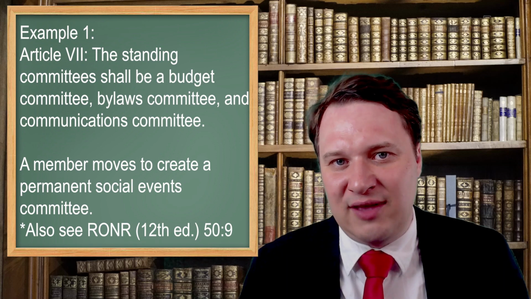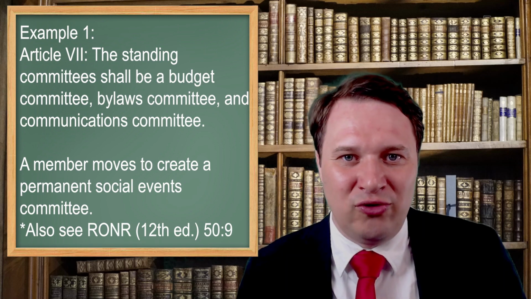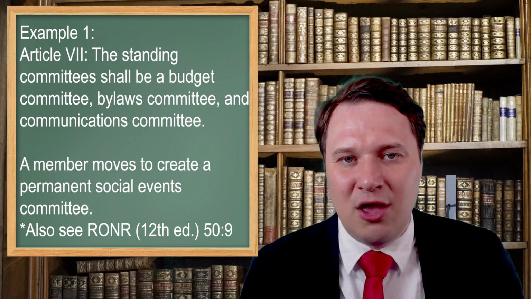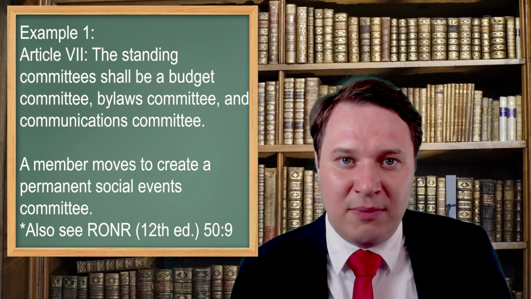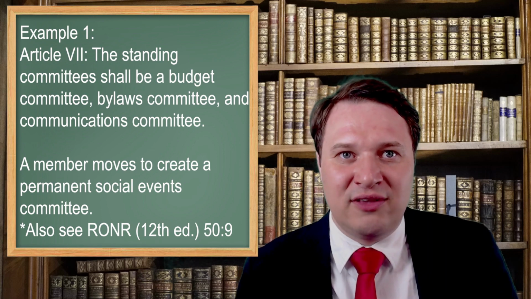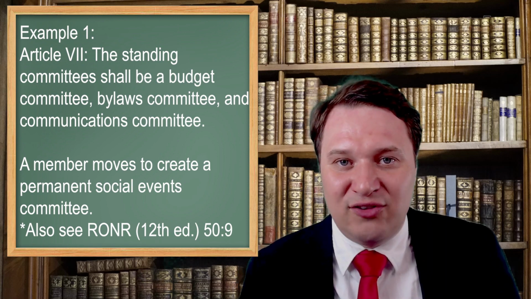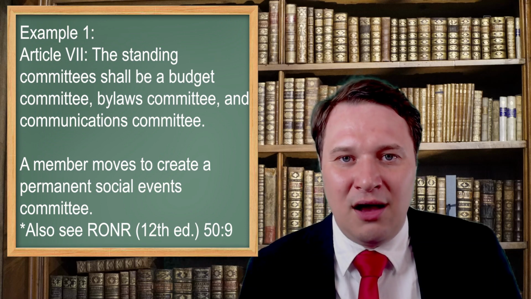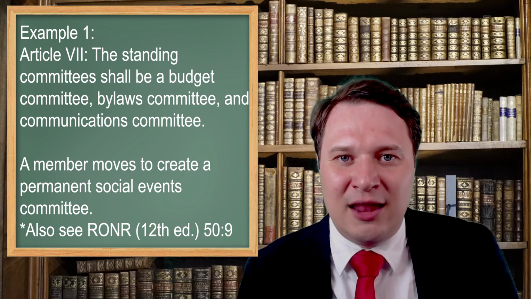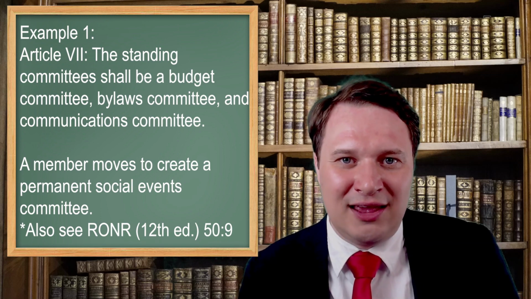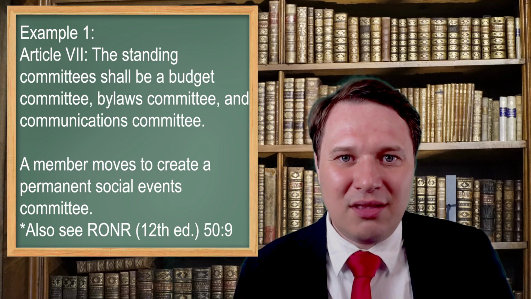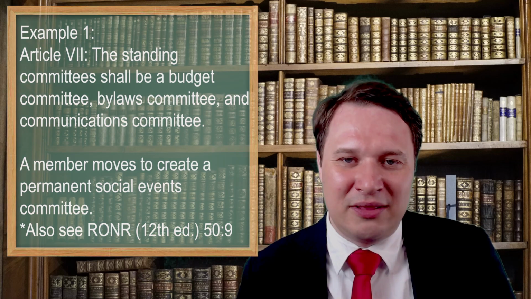Also, be sure to read Section 50, Paragraph 9 in Robert's Rules, 12th edition, in connection with this. So what could the member do? Well, assuming that the bylaws don't have any rules on special committees, the motion could be fixed and the chair could offer that the member create a special committee or a temporary committee to handle social events. That would then be allowed. But it would not be a permanent committee, because the permanent committees are the standing committees outlined in the bylaws. So as you can see, the bylaws can be generous, but they do put a cap on their generosity. See if you can apply principle number 4 to the following scenario.